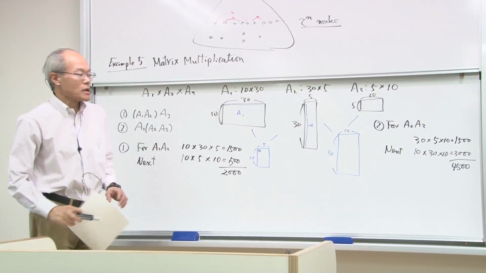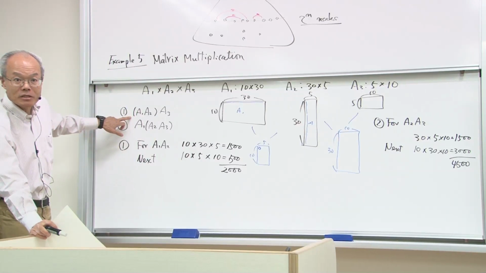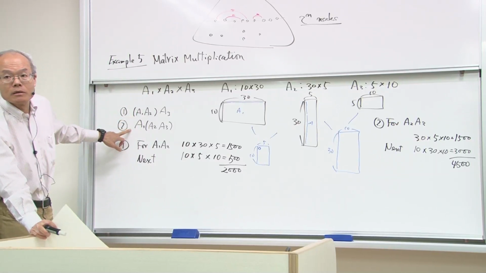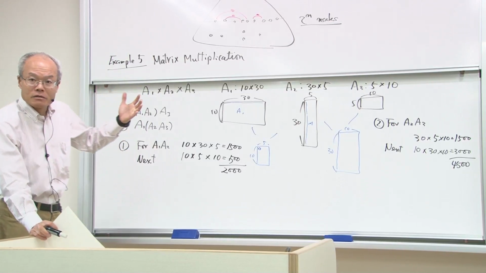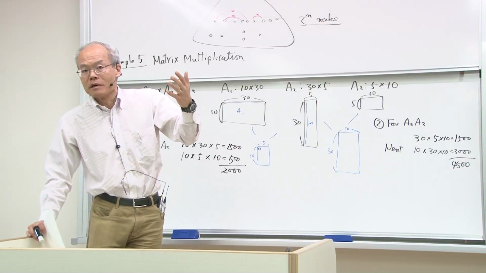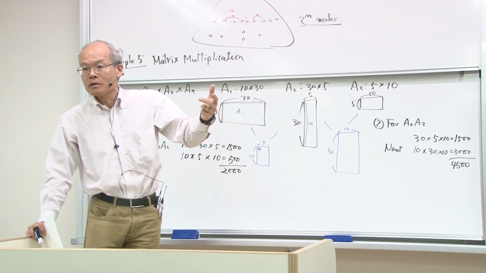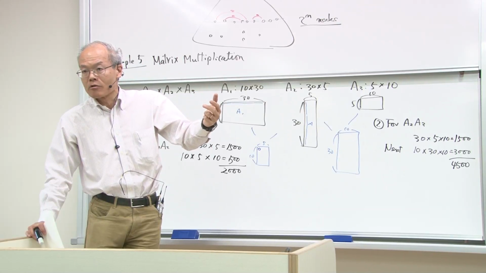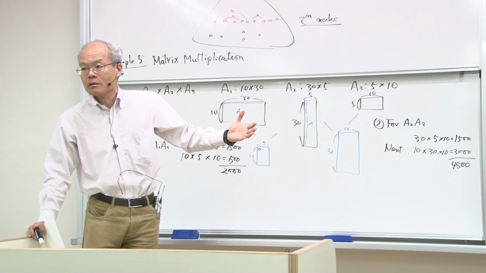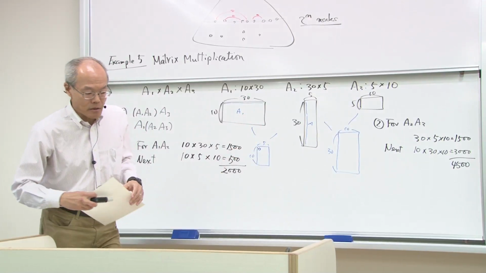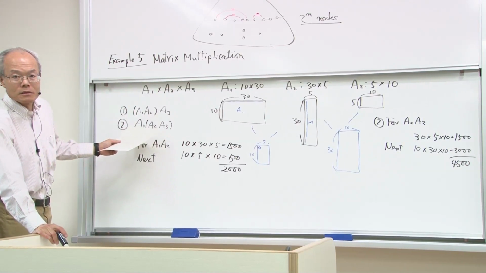So you know that this number 1 approach, this order of multiplication, is much, much better than the second one. That's why it's very important to find the best order of multiplication. Any order of multiplication is okay, you can get the same answer. But the total amount of work is very, very different from order to order. It's really important.